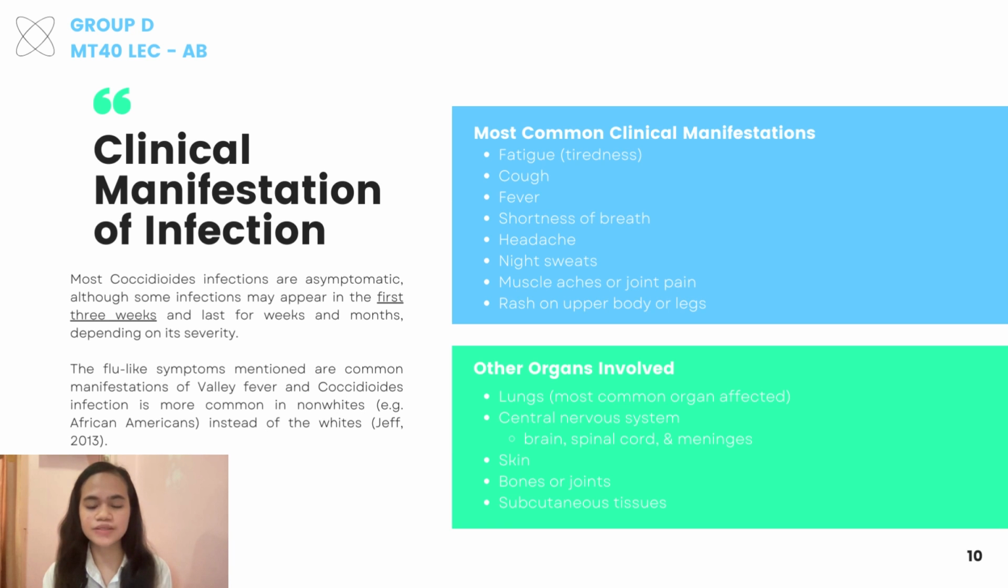The flu-like symptoms mentioned are common manifestations of valley fever, since this infection is typical in the San Joaquin Valley of California, USA. Disseminated infection with Coccidioides immitis or Coccidioides posadasii is not usual, at less than 1 to 5%, and is more common in non-whites such as African Americans and Filipinos instead of whites, JAF 2013.